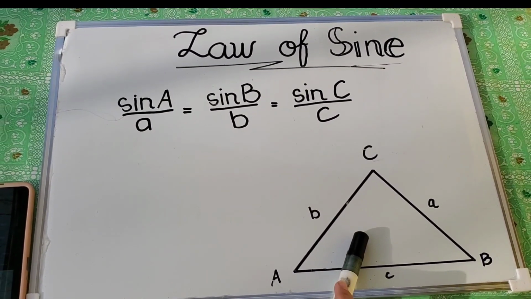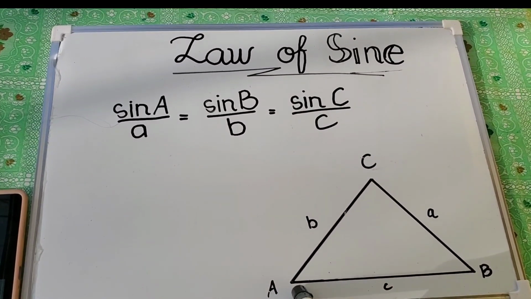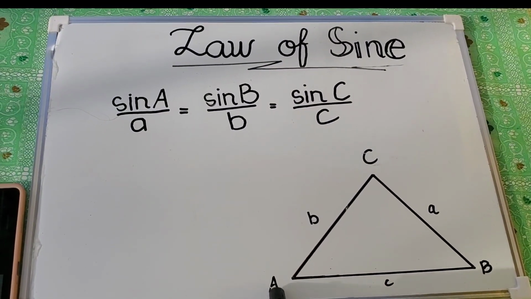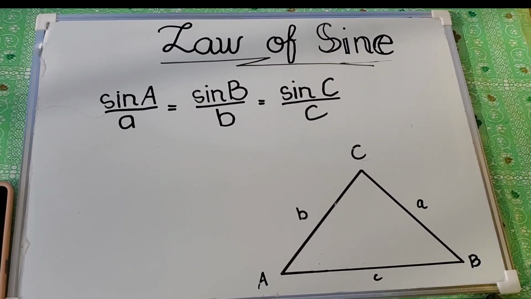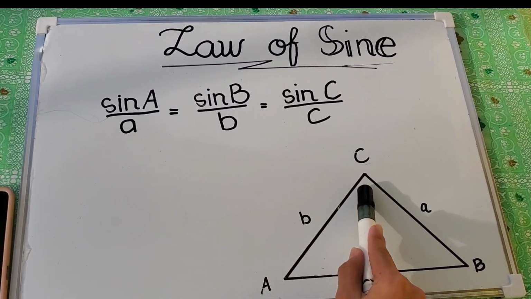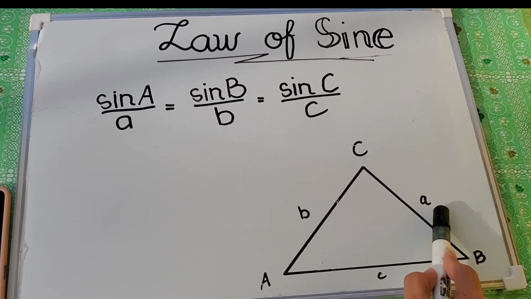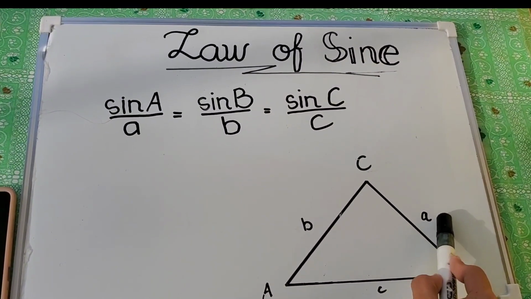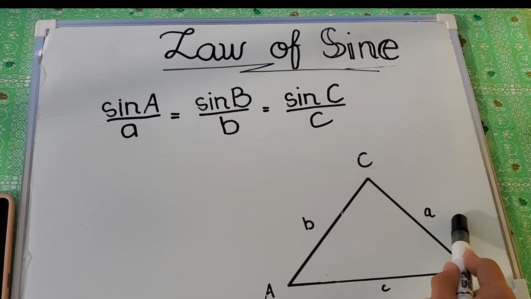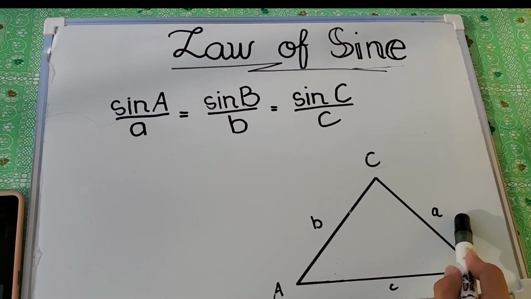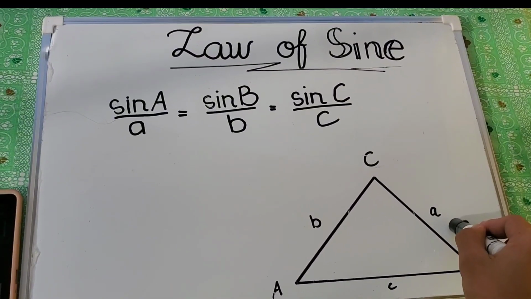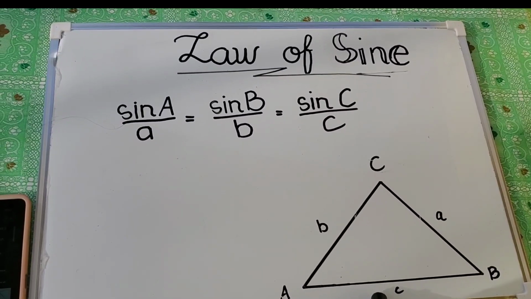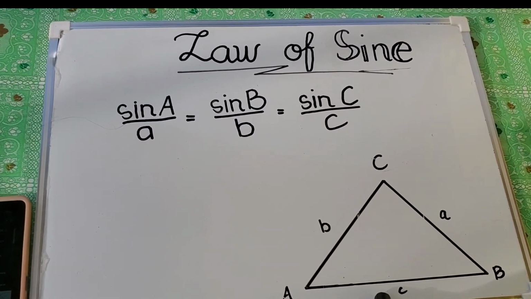Let us remember that the angles should be represented by capital letters, like this. Capital letter A represents angle A, capital letter B is angle B, and capital letter C is angle C. Also, in dealing with sides, we need to use small letters in naming our sides, like side a, side b, and side c. This is an oblique triangle because it doesn't have any right angle on it.